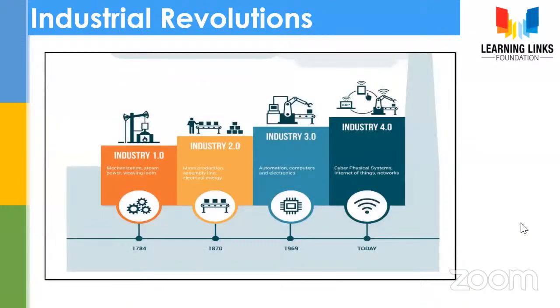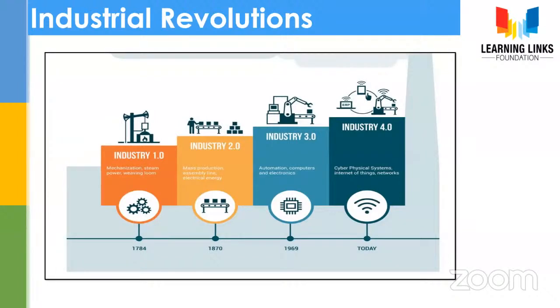So Industry 1.0, near 1784. In this era we used natural power sources, like mechanization, steam power, and steam, and wind loom. Various things we used. These are the natural power sources.